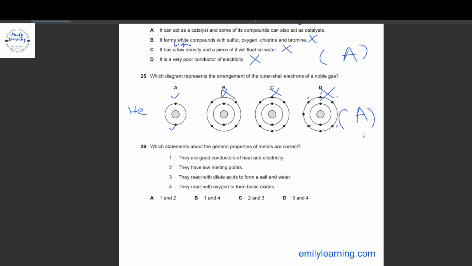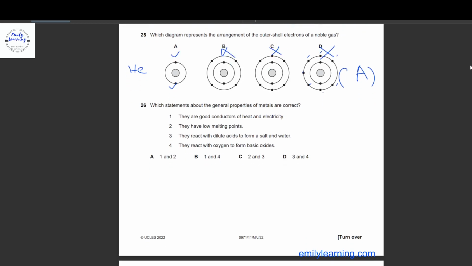Remember, for noble gas, the first period, which is helium, has 2 valence electrons. The rest will have 8 valence electrons in their outermost shell.